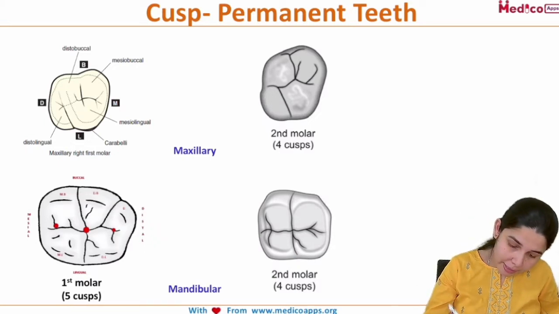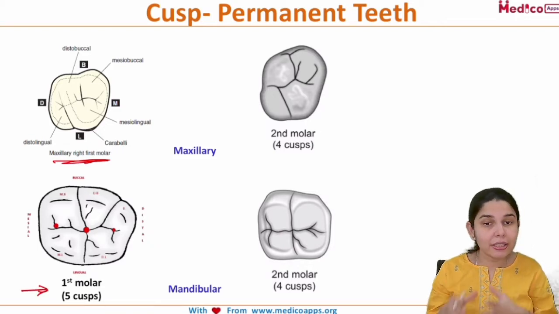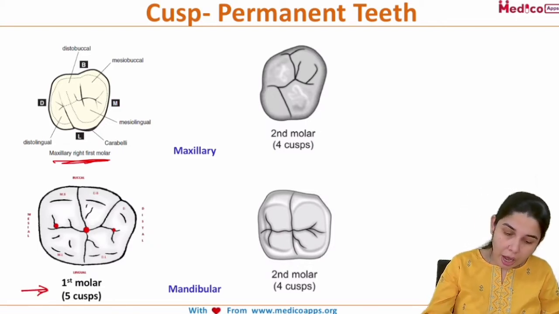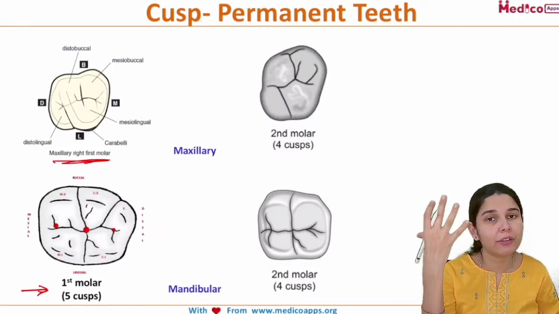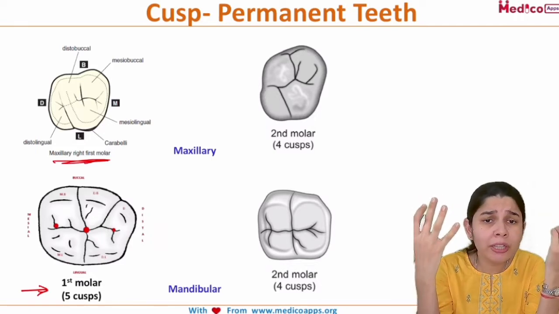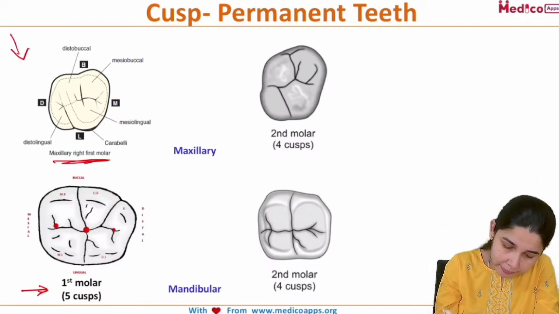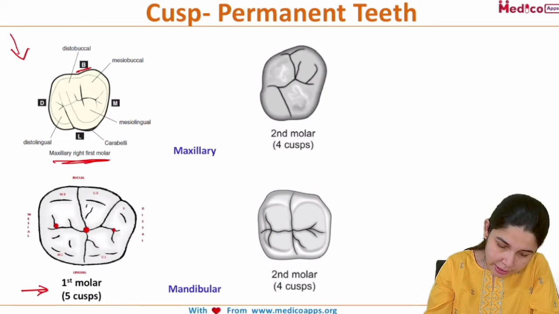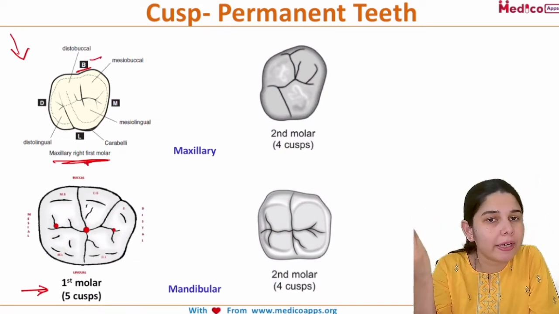So this is the maxillary first molar, and this is the mandibular first molar. Now, as I told you, the maxillary and mandibular first molars have 5 cusps. So what are the 5 cusps? Coming across in this diagram, as you can see in this image, this is the buccal surface, and this is the palatal surface. Towards the palate is your palatal surface.